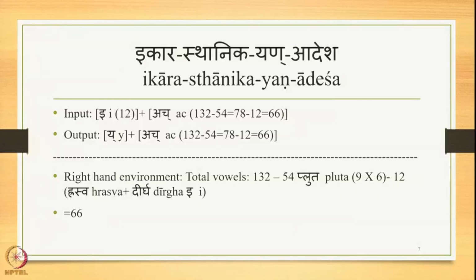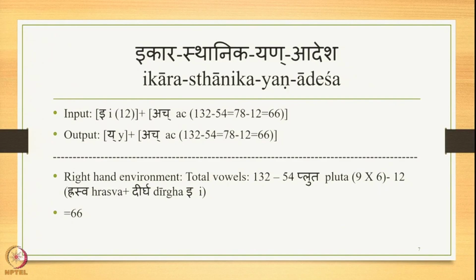As we said before, it is not possible to cover all the examples of all the substituents and paranimitta combinations, but we will cover all the types of environments and combinations. So now let us look at Ikarasthanika Yanadesha examples.